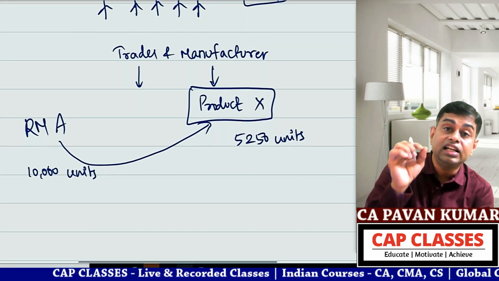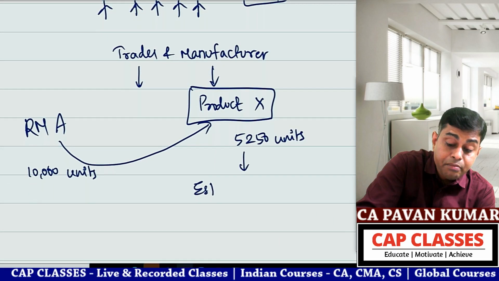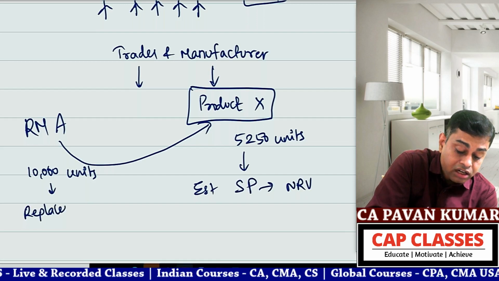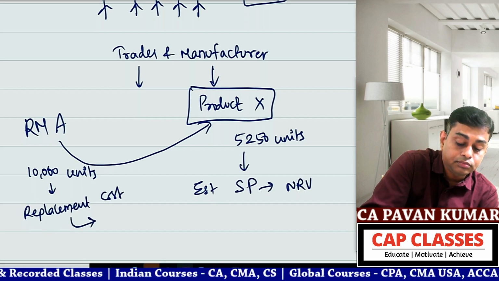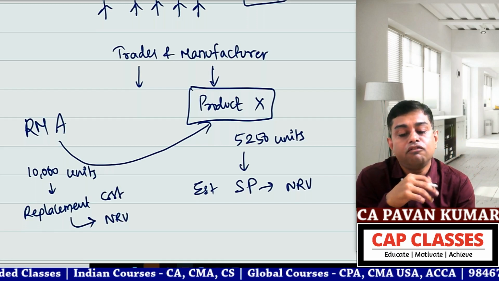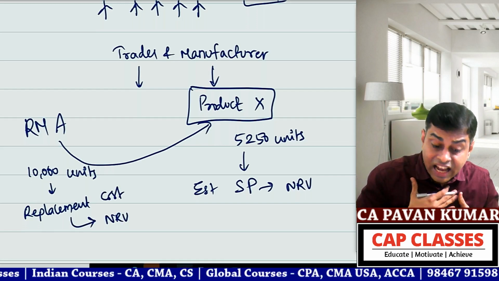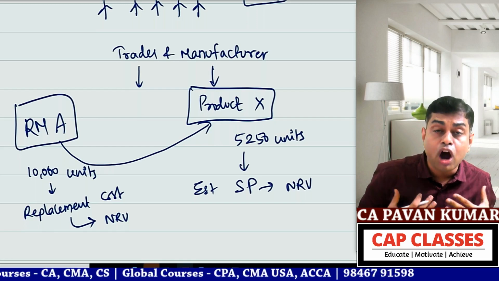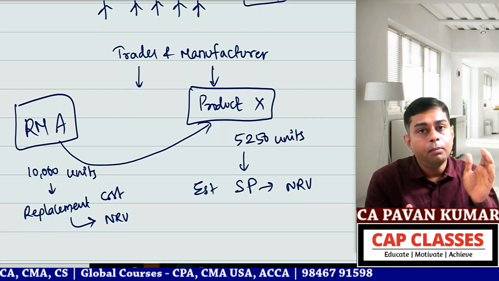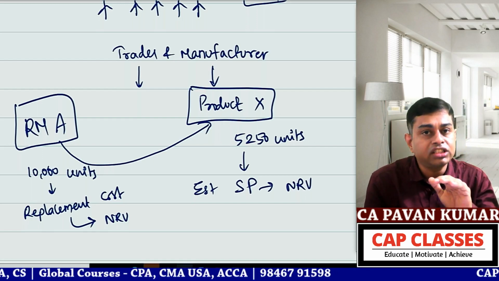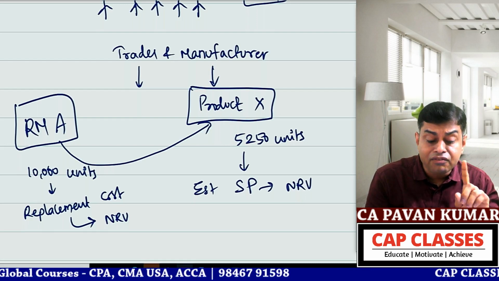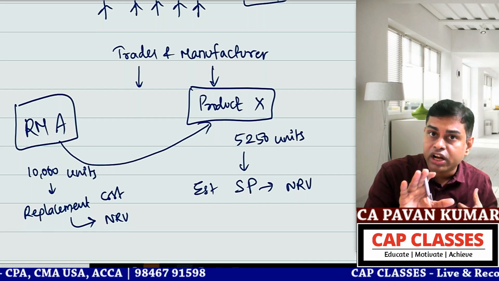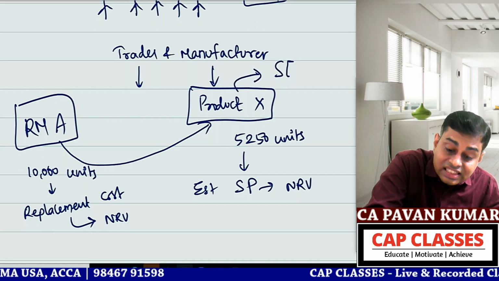While calculating net realizable value, for finished goods we take the estimated selling price as net realizable value. Here, for raw material, replacement cost is taken. Why? Simple. In my life, I never sold raw material. What I do is buy raw material and manufacture product X. In my life, I never sold raw material A and I never bought product X. Product X I sell.